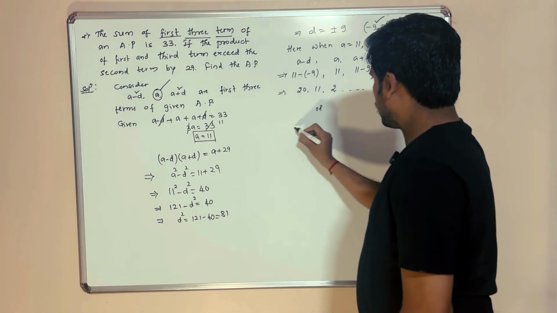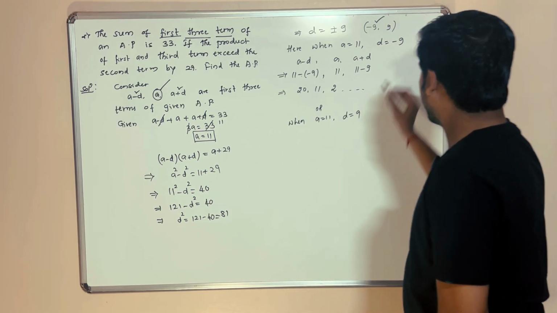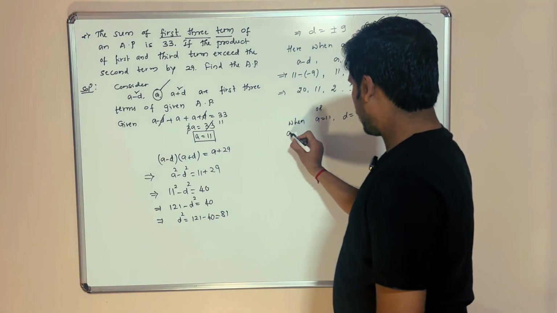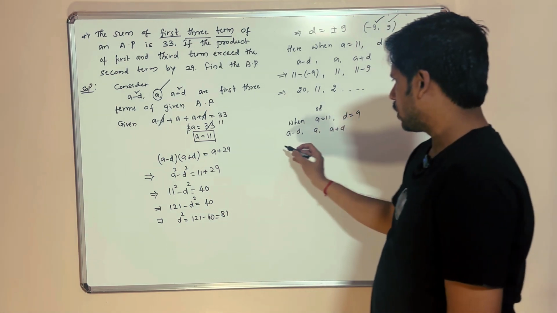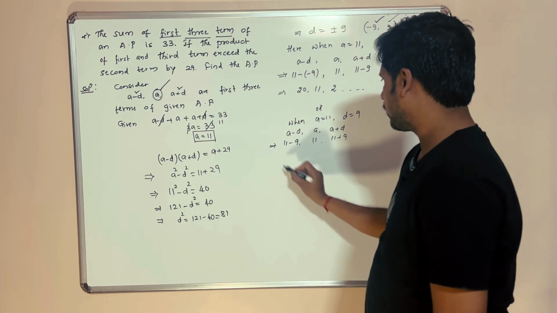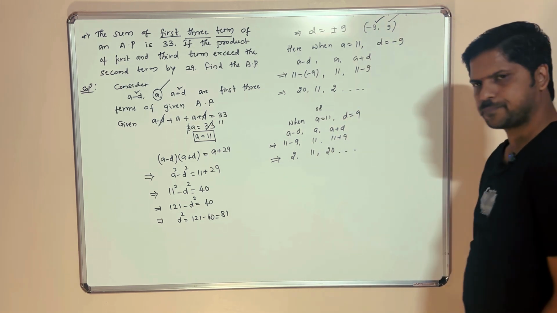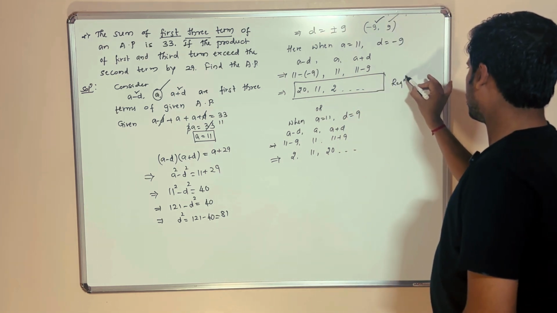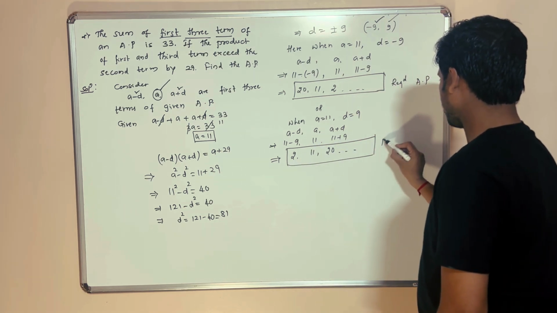Or when A is equal to 11 and D is equal to another number, 9. We have two numbers, right? D is equal to 9. So again, A minus D, A, A plus D are the three numbers. So substitute this one. 11 minus 9, 11, 11 plus 9. 11 minus 9 is 2, 11, 20 and so on. This is a required AP. Required AP, or this is also the required AP.